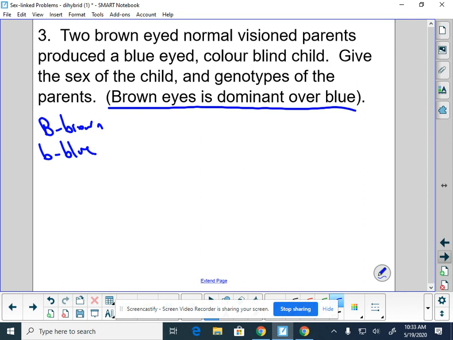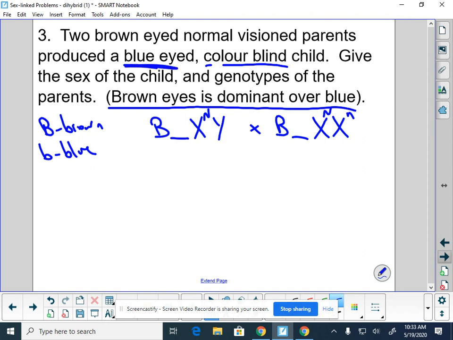So brown-eyed, normal vision. So both parents have at least one big B because they both have brown eyes. They're both normal visioned. So for the male, we know he's got one big N for sure. For the female, XX, she's got to have at least one big N. But then it says they produced a child who is colorblind, which means her other allele must be little n. They also produced a child who's blue eyes, which means the second allele for both of them must be a little b. That's the parental genotype.